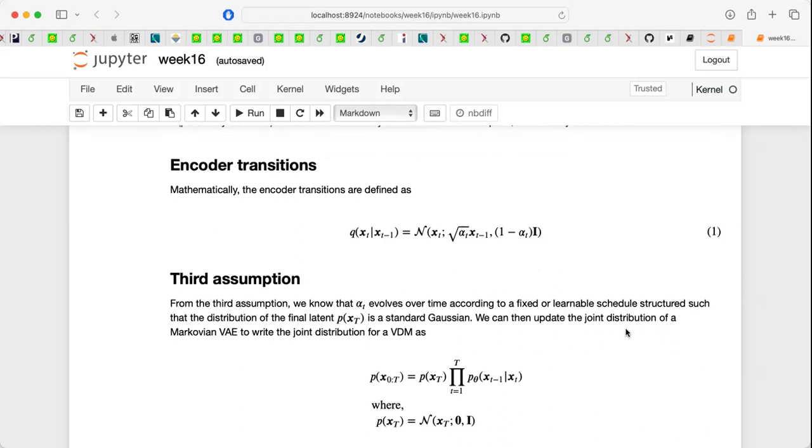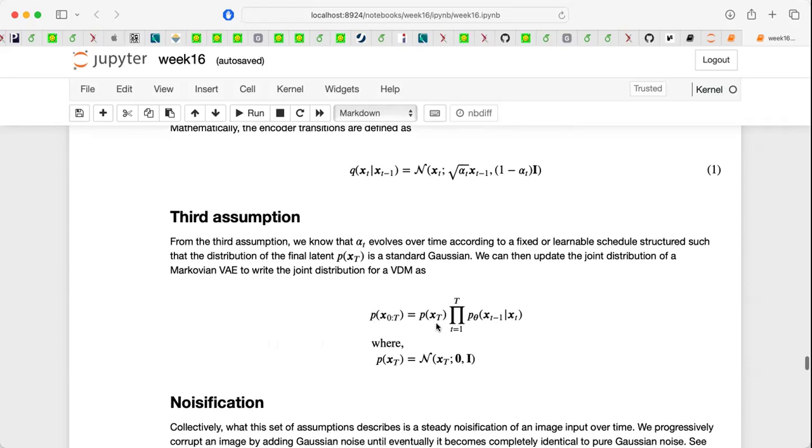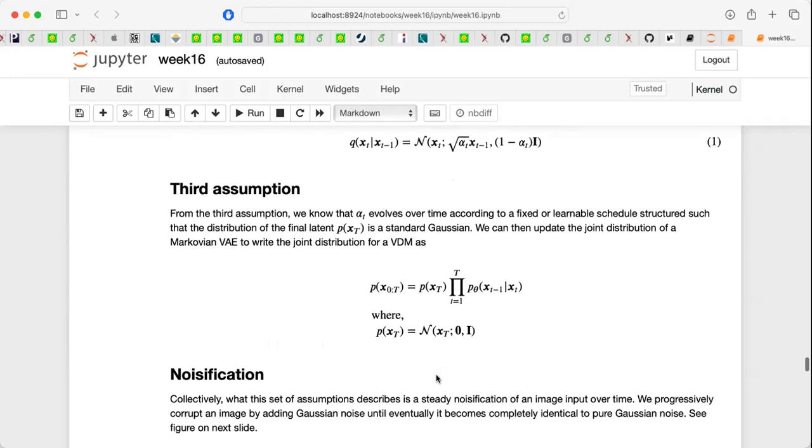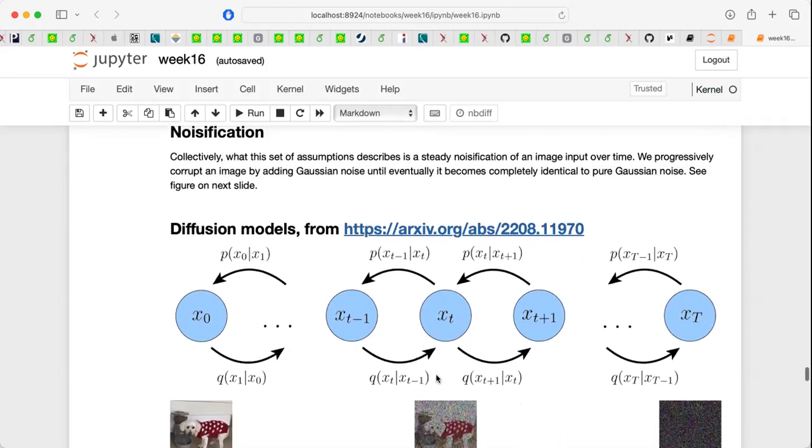You can then update the joint distribution of a Markovian variational autoencoder to write the joint distribution for a variational diffusion model in the following way, where now this p(x_T) is given by a Gaussian with zero mean and a variance equal to 1. And this is then defined in terms of this x_T here, which is the last latent value.